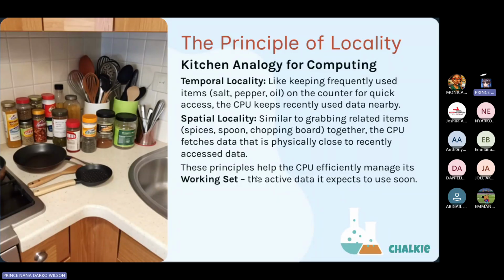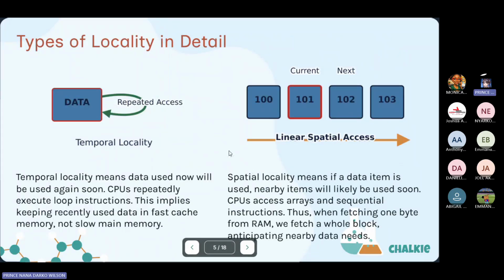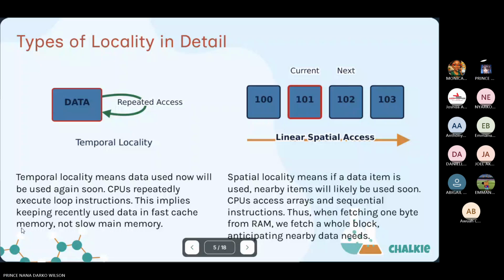This will reduce the access time, making the central processing work faster. When similar items are grabbed together, or called together by the CPU, due to how close they are in space, we call that spatial locality. Whereas when things that are frequently used are kept closer to the central processing unit, we call that temporal locality. These principles help the central processing unit efficiently manage its working sets. The working set is the active data it expects to use soon.